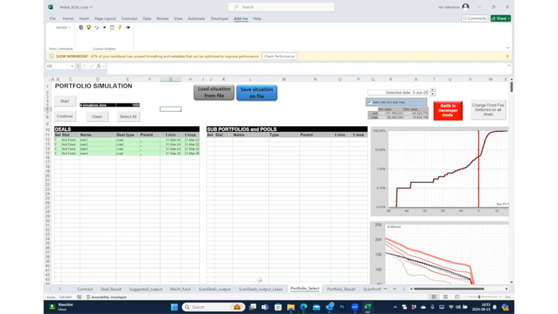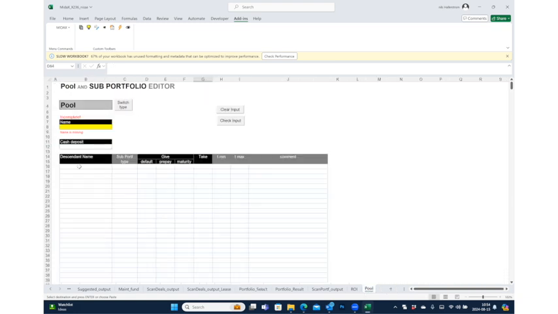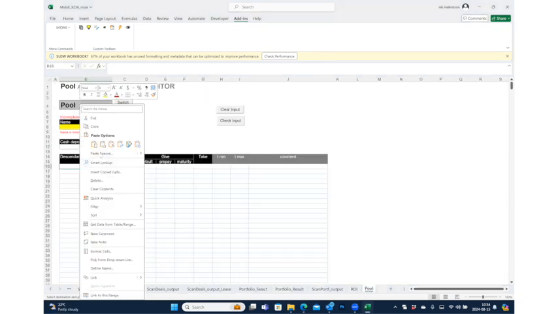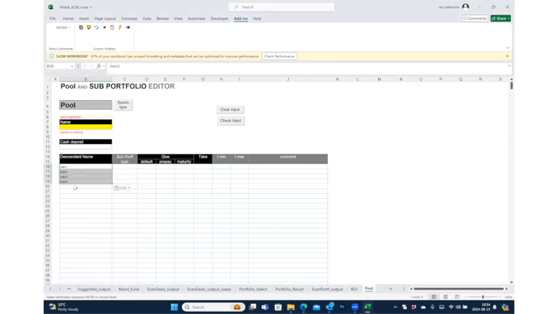Okay, now if I go back to the portfolio selection sheet, I want to create a cross-collateralization pool between these 4 loans. So I take the names of these loans and I go to a tab called Pool here. Okay, and I copy those names in. So here are the names of the 4 loans that go into the pool. I give that a name. I call it Pool, very original name.